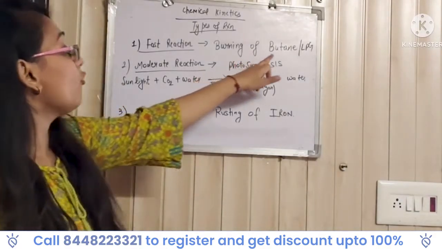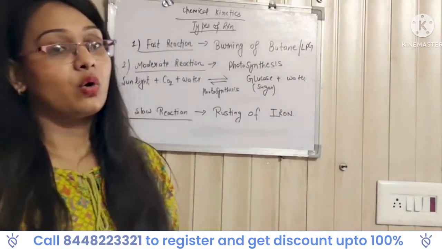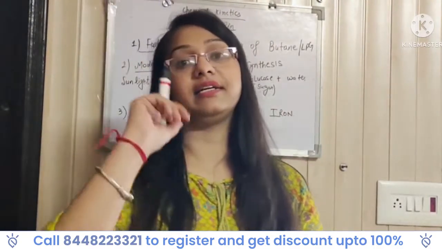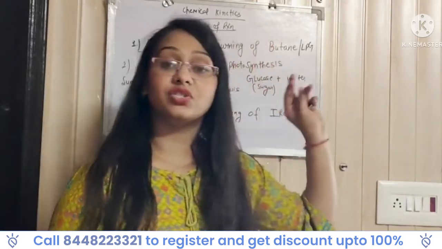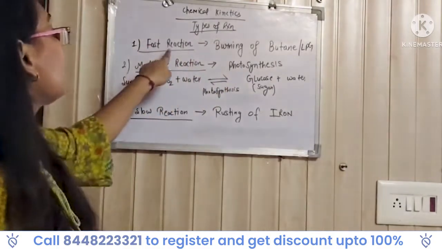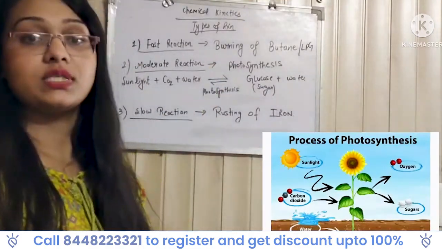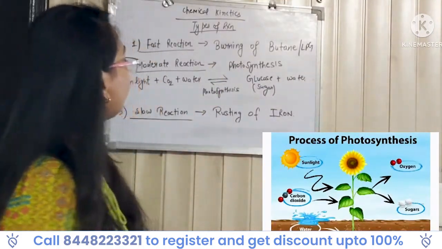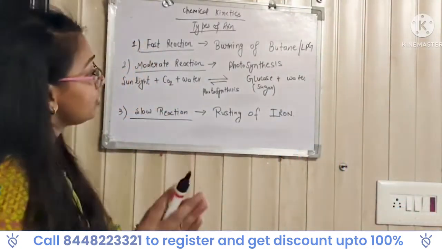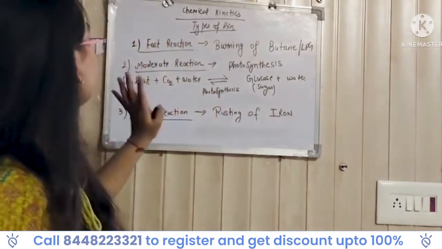Now, burning of butane and LPG is considered a fast reaction. Why is it so? Because as soon as we turn on our gas stove, fire ignites instantaneously. The reaction completes in just seconds, so the time required to complete this reaction is very less. That's why it is a fast reaction. Now, moderate reaction: photosynthesis. The time required to complete this reaction is neither very long nor very short. That's why this reaction is a moderate reaction.